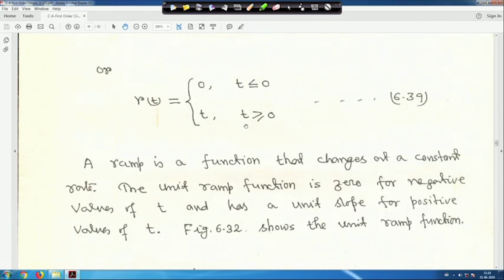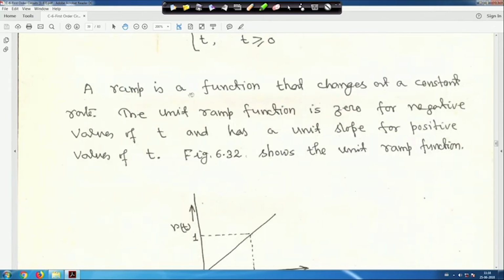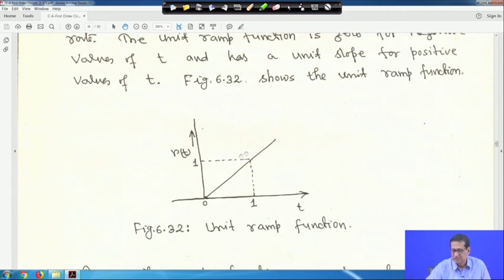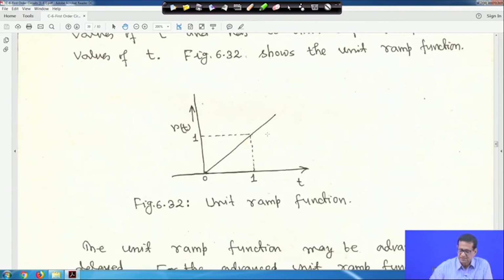A ramp is a function that changes at a constant rate, so basically it is the equation of a straight line. The unit ramp function is 0 for negative values of t and has a unit slope for positive values of t. Figure 32 shows the unit ramp function. For negative values of t it is 0, and for positive values of t it rises as shown, and this is also 1.